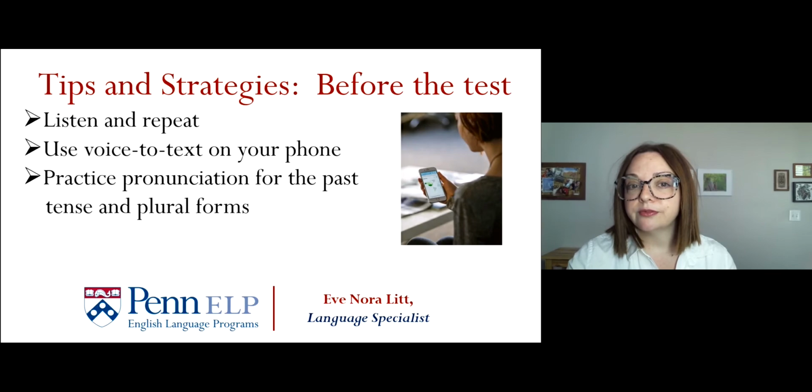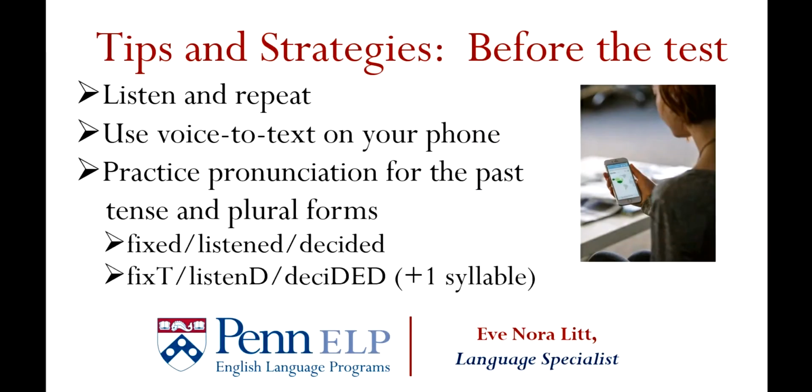Practice pronunciation rules for the past tense and for plural nouns. For example, adding an ed to a verb can sound different depending on that verb. Consider these 3 examples: fixed, listened, decided. Fixed has a T sound, listened has a D sound, and decided takes on an extra syllable at the end. Even though the spelling of these 3 verbs is the same, adding ed, the sound is different. So studying these rules can help you with this type of question and others.